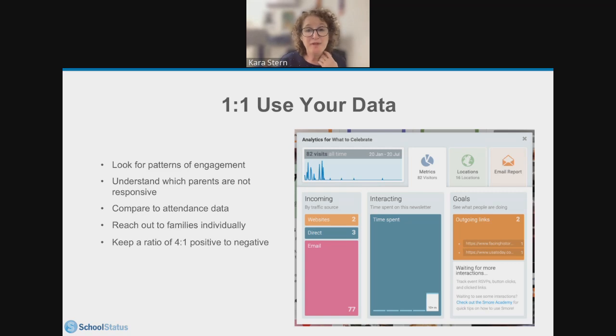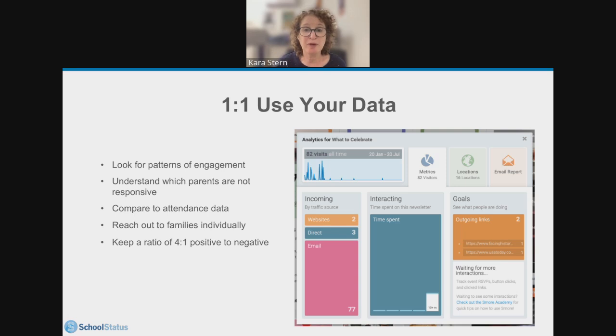At the bottom of the funnel, but still really important, is the marriage of data and communication. It's really not enough to send off our communications and hope for the best. We have to examine the response. We need to understand which parents and caregivers are engaging and which aren't, and whether that aligns with attendance data. This helps us to determine where we need to focus to get better results and where we're having success so we can duplicate it.